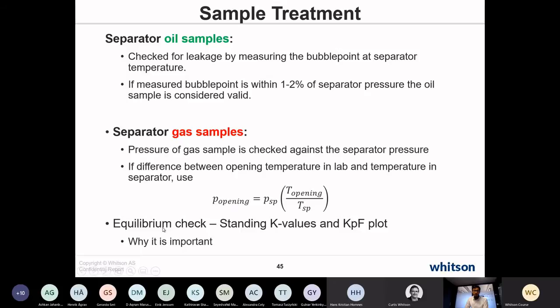And then there's one more check that we do, which is the equilibrium check, and there we try to see if the separator oil sample and gas sample were in equilibrium at the time of sampling. And for that purpose, we use this Hoffman plot or the KPF plot that we are gonna do the exercise on.